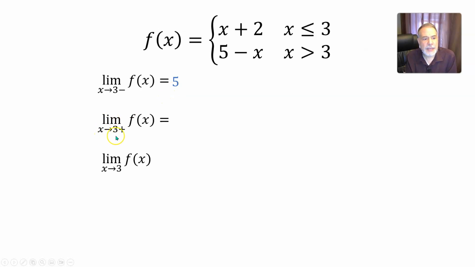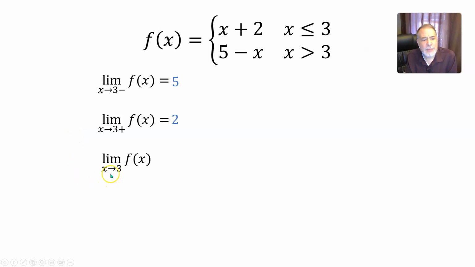Now what about the limit as x approaches 3 from the right? What are we looking at now? Now we're considering the x's that are greater than 3, so we only care about this second part of the definition. As long as x is greater than 3, what we get out of the function is 5 minus whatever x is. And as that x is approaching 3, 5 minus x would be approaching 5 minus 3, which is 2. So the limit as x approaches 3 from the right is 2.